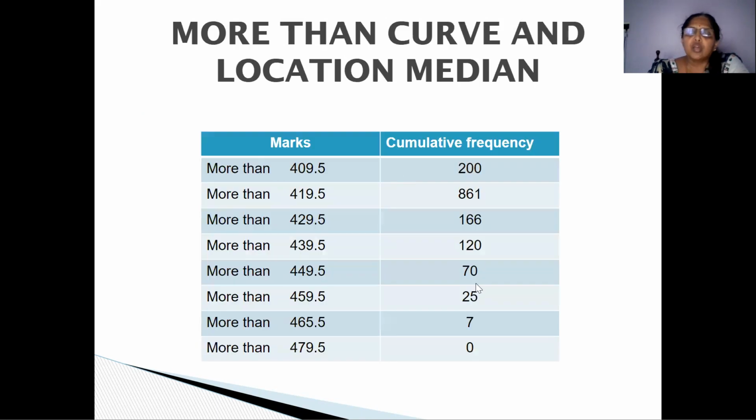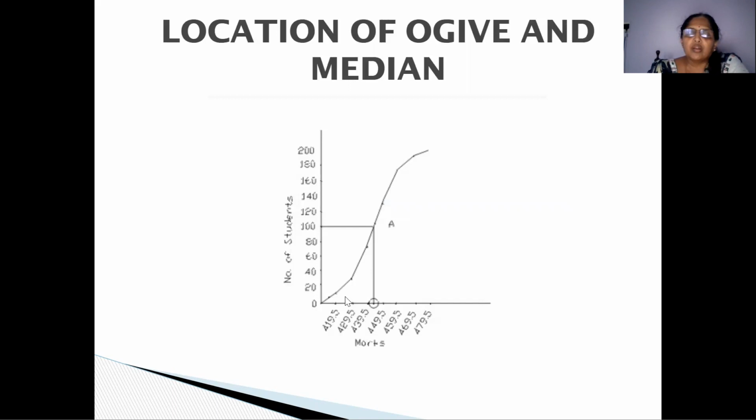How many cumulative points are there? These are the cumulatives we have. Zero is not required here. From this point to this point, we are going to locate the median. If you connect the points, we get a particular shape, like a J shape. That is why they are called ogives. So this is called the ogive curve.